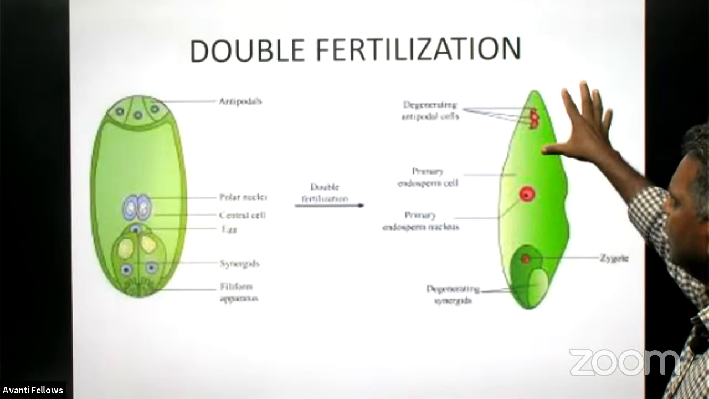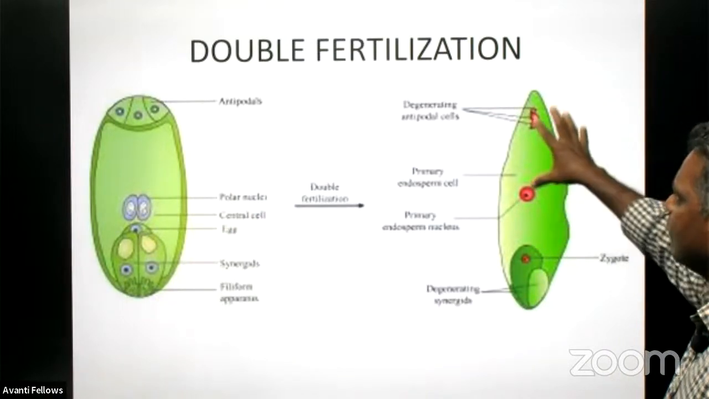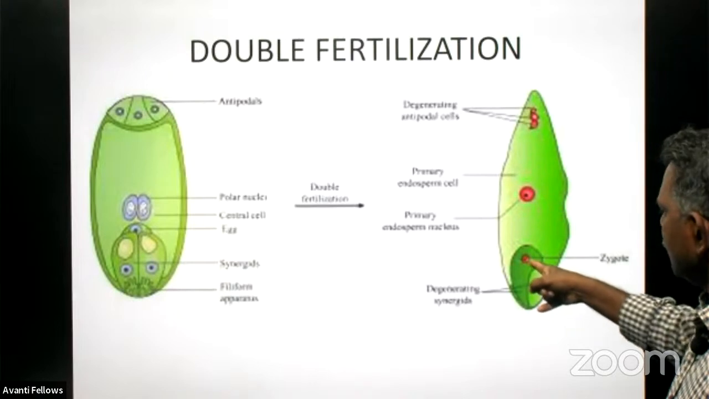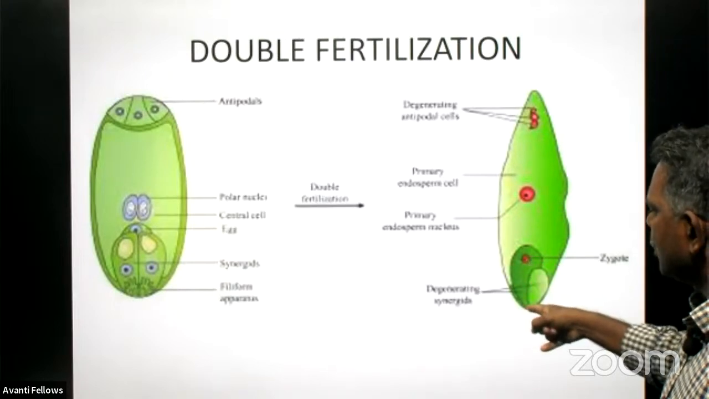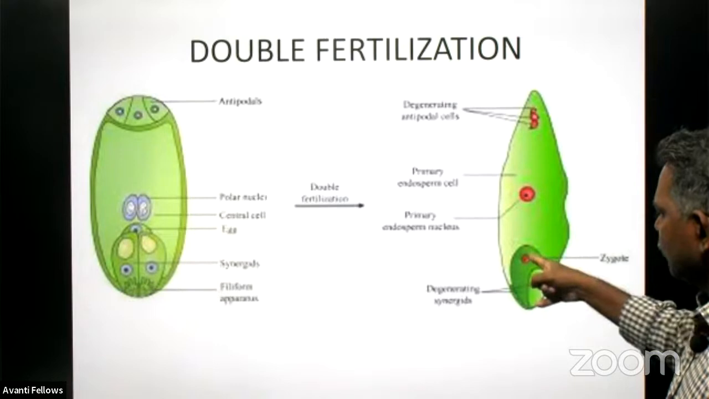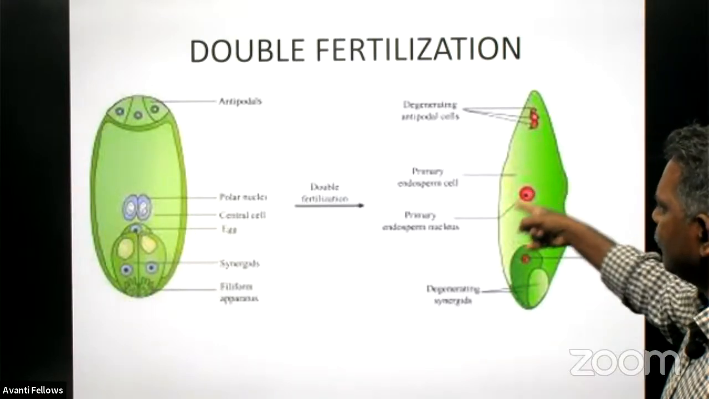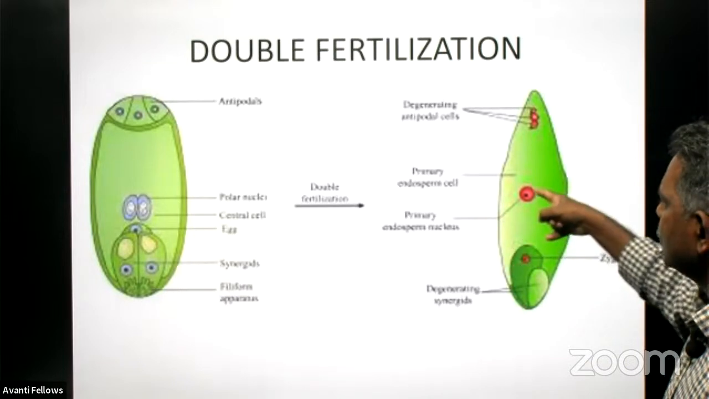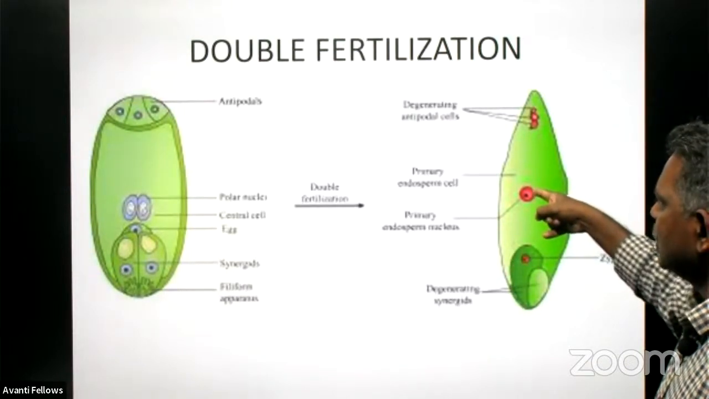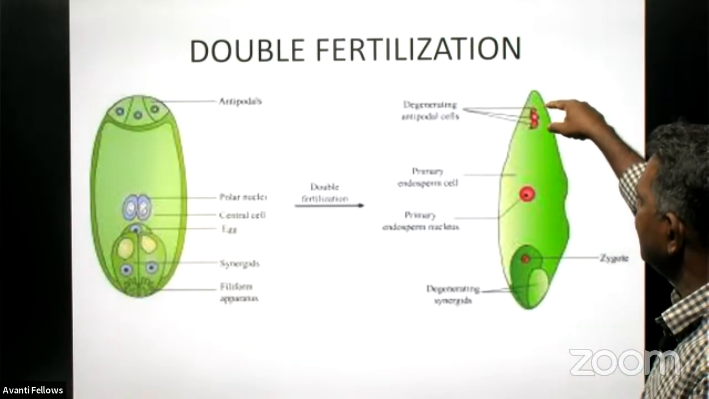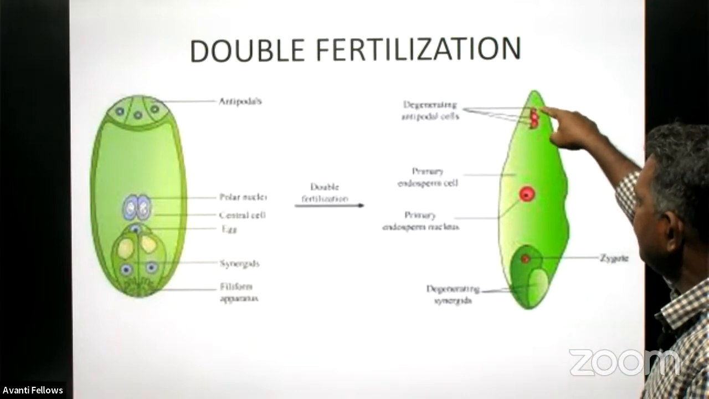And this is what? The product after this fertilization, and this is what? The zygote produced here in the micropyle after one male nucleus fertilizes the egg cell. And this is what? The central cell, or we call it what? The primary endosperm nucleus, and it is what? The triploid cell only. And here we can see the antipodal cells.